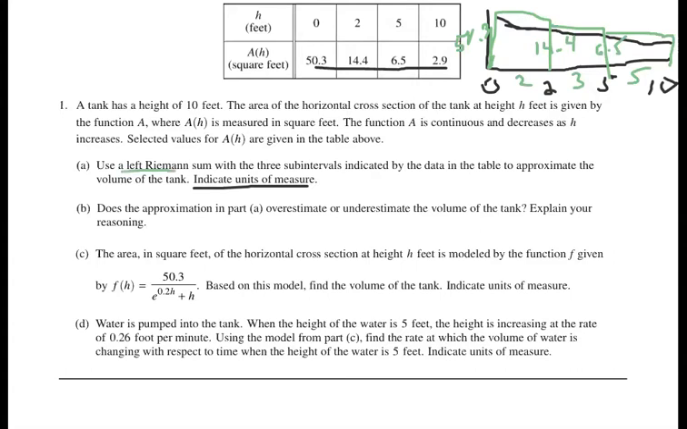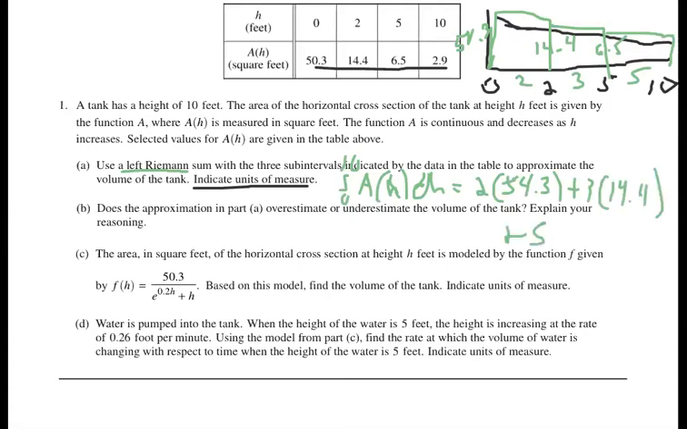And it says use a left Riemann sum. So the integral from 0 to 10 of A of h dh is approximately, to do each rectangle, the base of 2 times 50.3, plus the base times the height of 14.4, plus 5 times the height of 6.5.